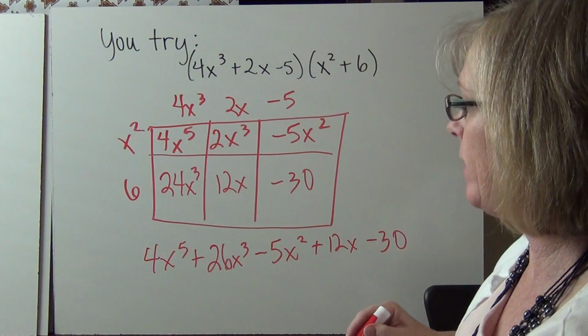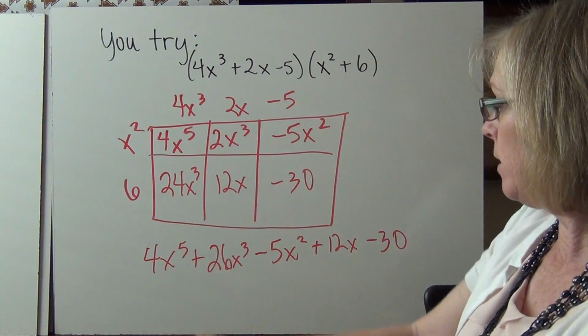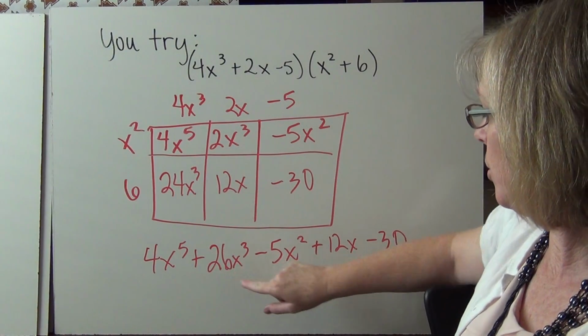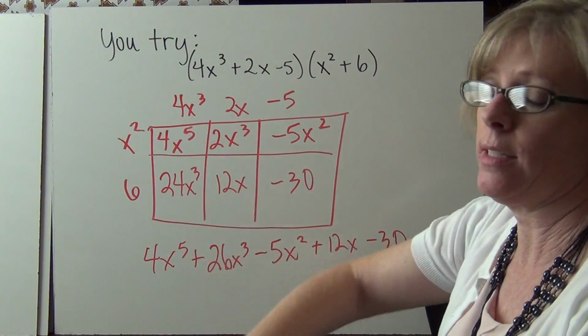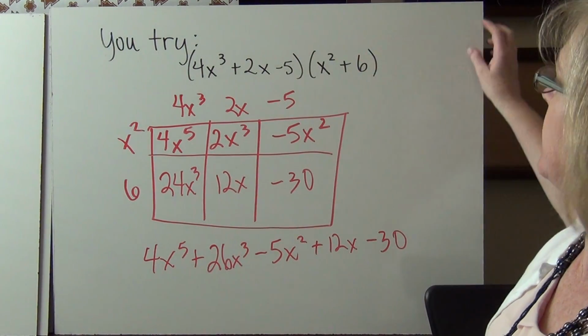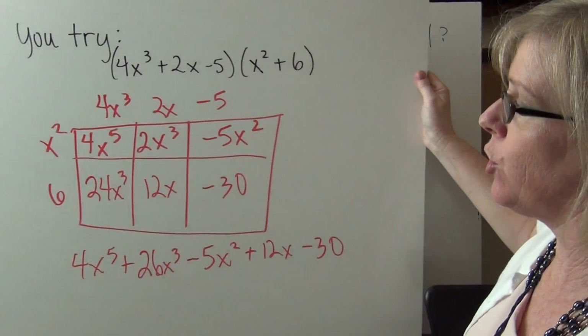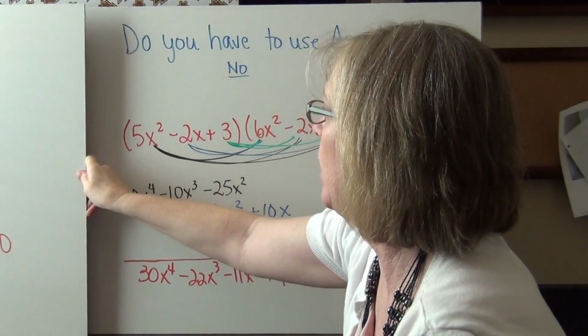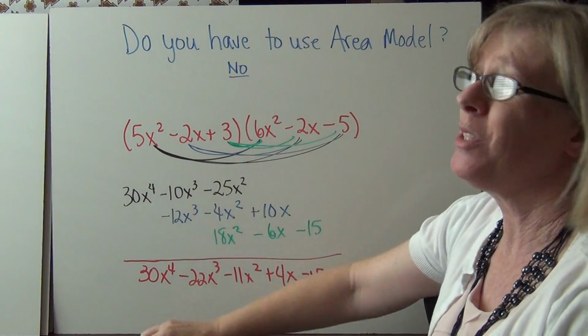Because I always want to write those polynomials in largest to smallest exponent. Okay? Fifths, thirds, squareds, x, 30. I didn't have any fourths, so that's not an issue. Okay? Hopefully you got that same answer. If you didn't, I would suggest you go back, follow through both of these two problems again until you understand how it's done. Now, question I often hear from students, do you have to use the area model?